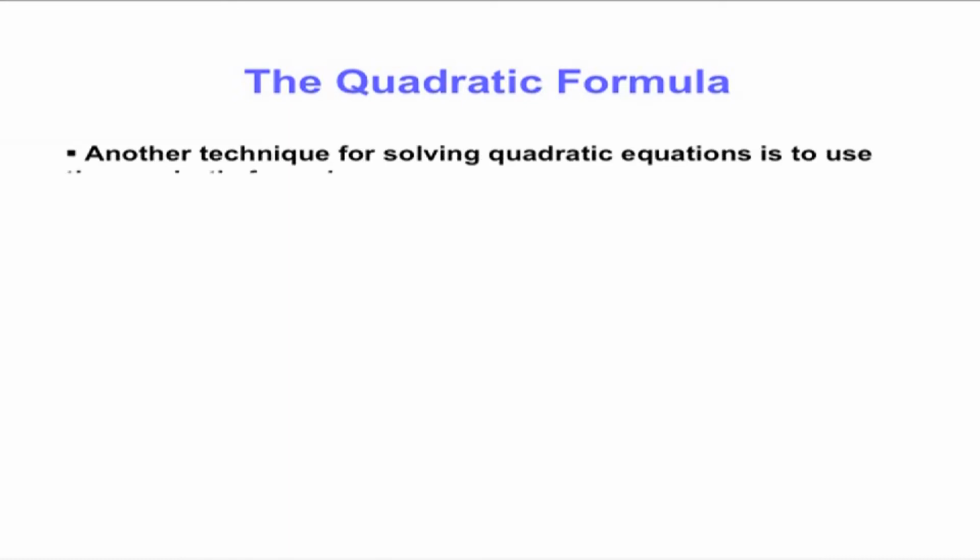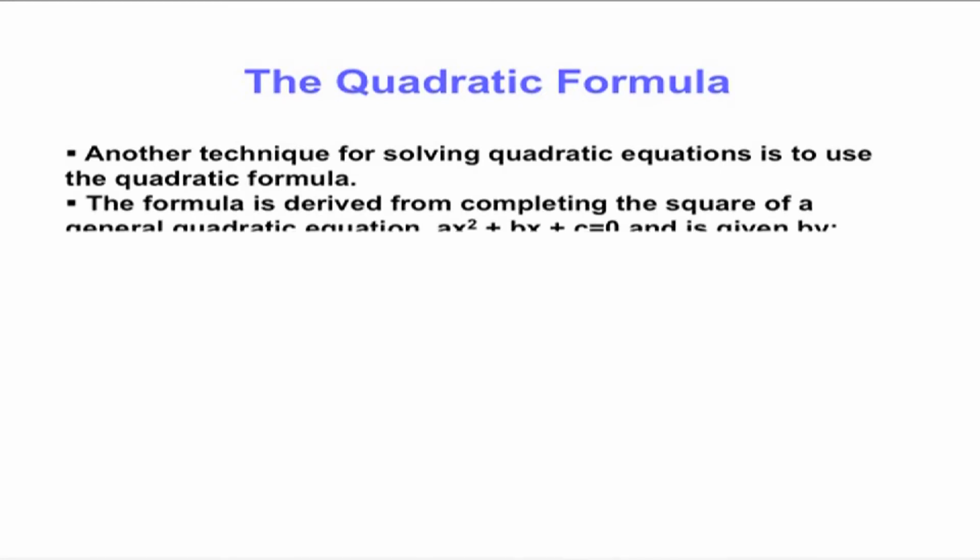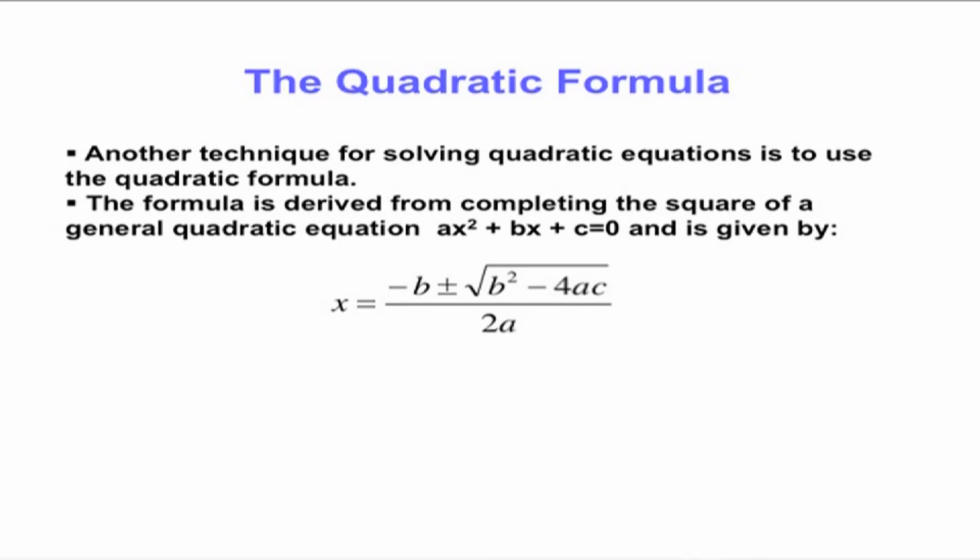Now, another method to solve a quadratic equation is the quadratic formula. Another technique for solving a quadratic equation is to use the quadratic formula. The formula is derived from completing the square of the general equation ax square plus bx plus c equal to 0 and is given by x equal to minus b plus minus under root b square minus 4ac upon 2a.